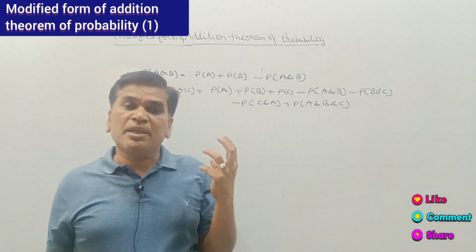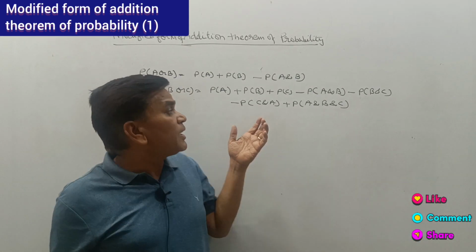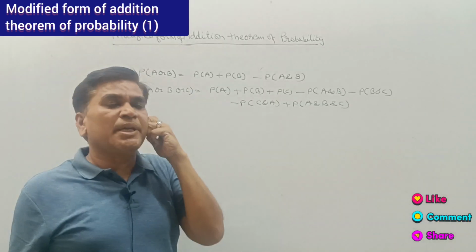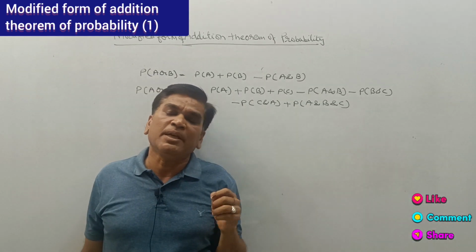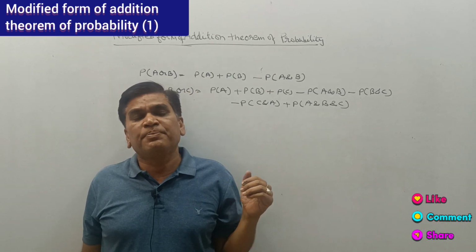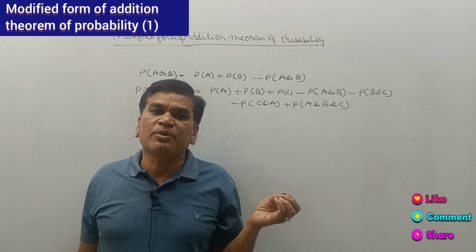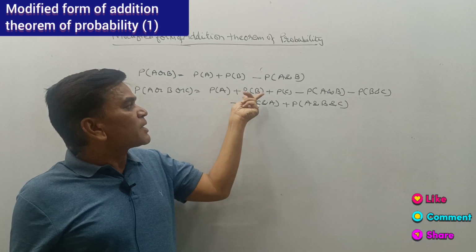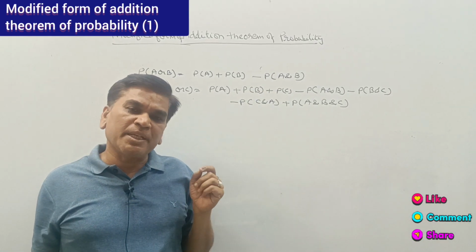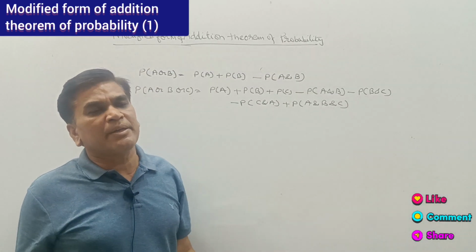It means if events are not mutually exclusive, then we have to use this formula: probability of A or B is probability of A plus probability of B minus probability of A and B. If three events are there, probability of A or B or C, then probability of A plus probability of B plus probability of C minus probability of A and B minus probability of B and C minus probability of C and A plus probability of A and B and C.